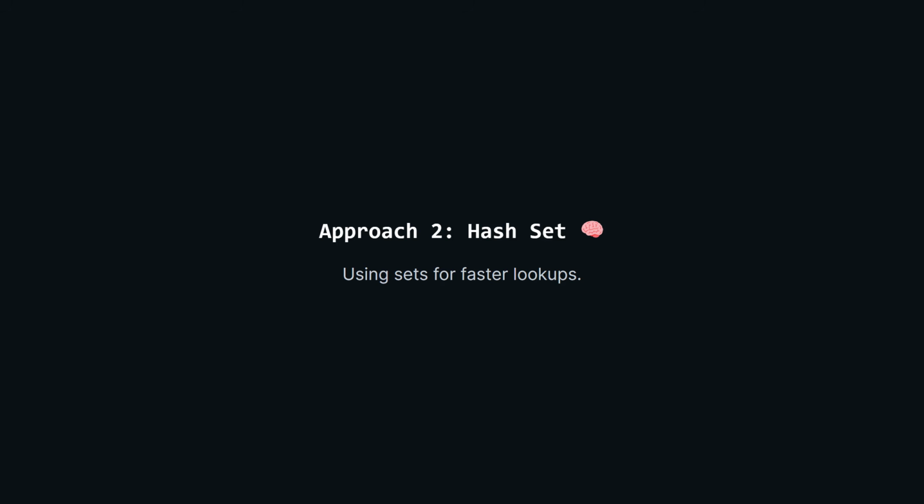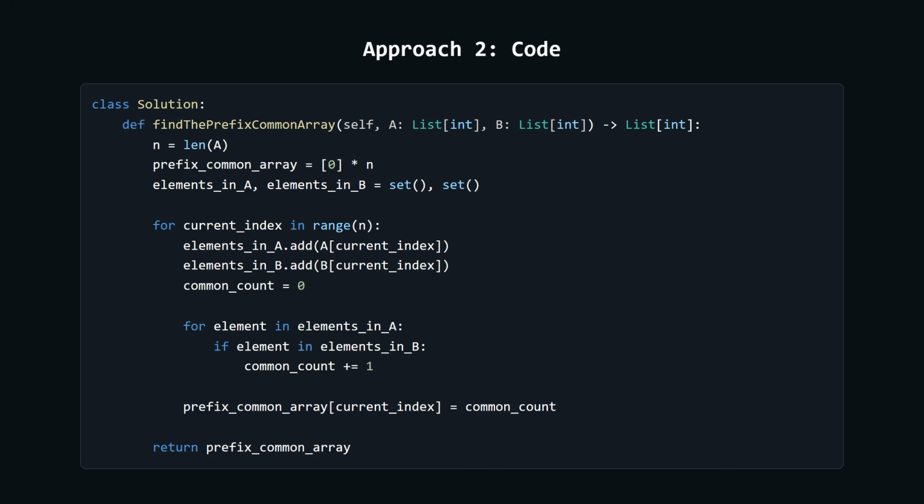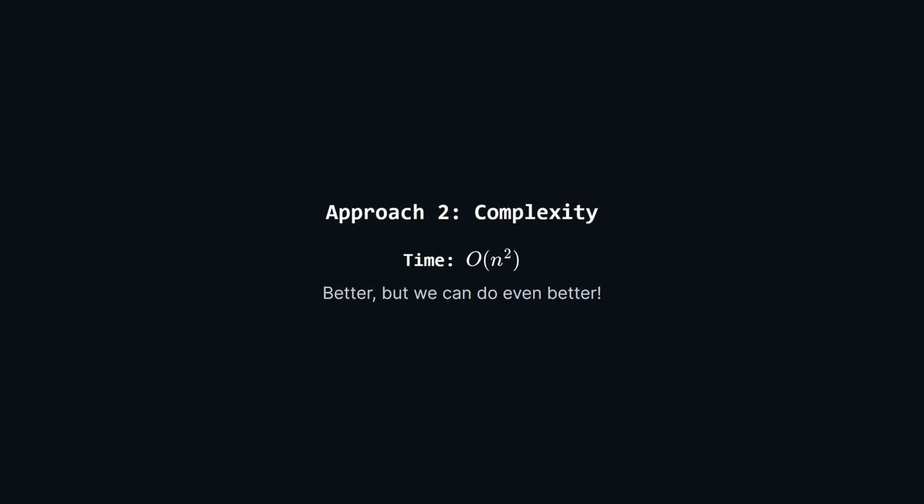We can actually speed this up a lot by using hash sets instead of nested loops. By keeping 2 running sets of the items we've seen so far, we can check for matches instantly, instead of searching from the beginning every time. This code is much cleaner, adding current items to our sets, and then counting how many items from set A exist in set B. This drops our time down to order n squared, but surprisingly, we can do even better and solve this in just one single pass.